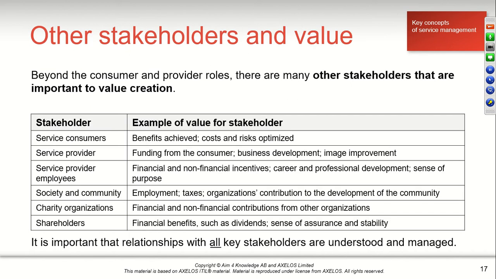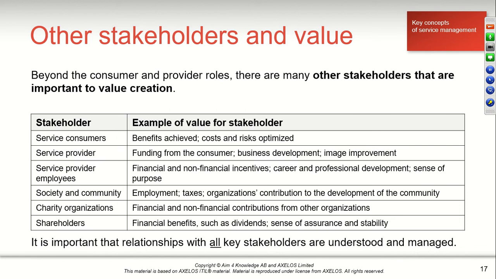So stakeholders can also be categorized as service provider employees. Stakeholders can be society and community. It can be a charity organization. It could also be the shareholders. And as far as shareholders are concerned, their value will be a financial benefit in the form of dividends, and also a sense of assurance and stability. So it is important that the relationships with all key stakeholders are understood and managed. It has to be all key stakeholders.